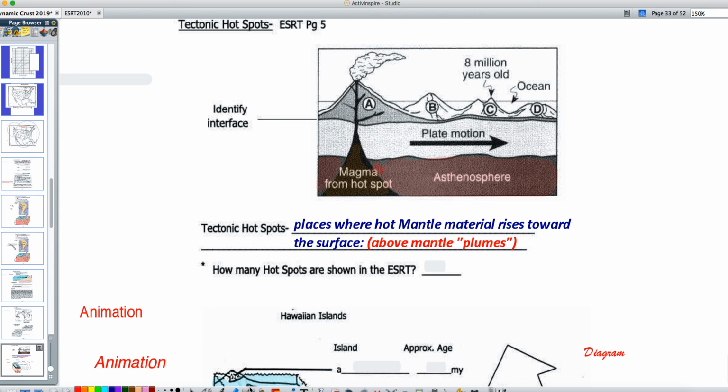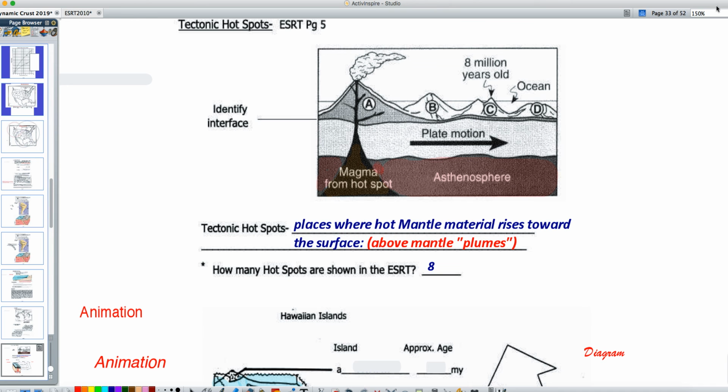Okay, hopefully you've counted them all and you've come up with 8 hotspots. You had your Iceland hotspot, your Galapagos hotspot, Canary, Yellowstone, Bouvet, and it just goes on and on. So there's 8, but there's actually more than 8, but the ESRT only shows 8.